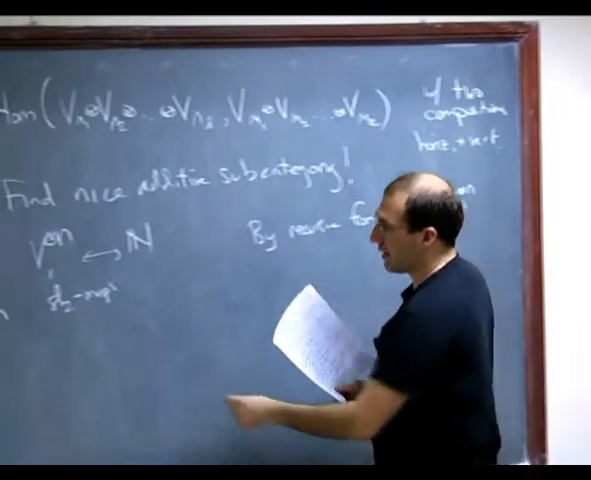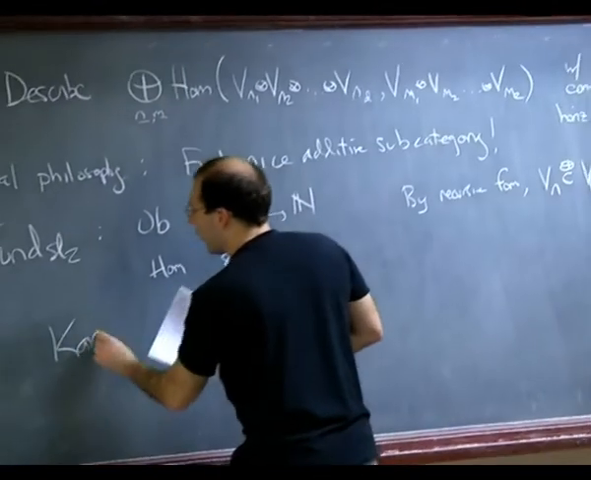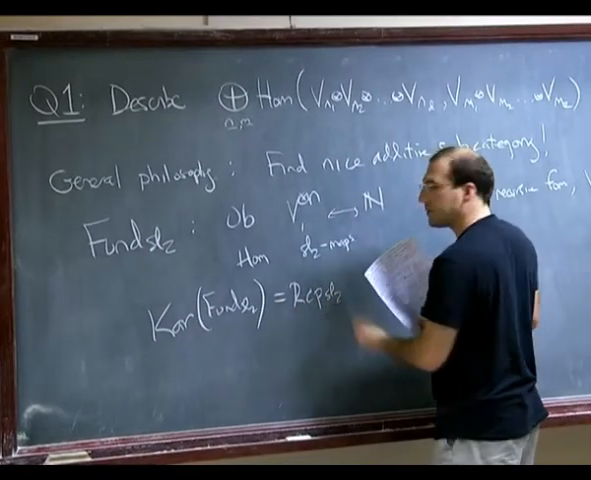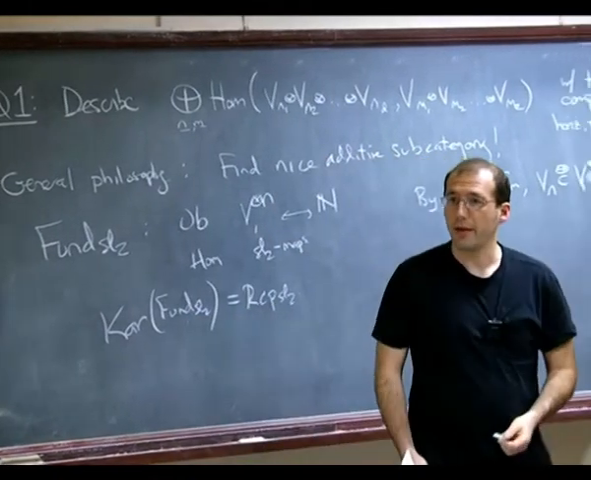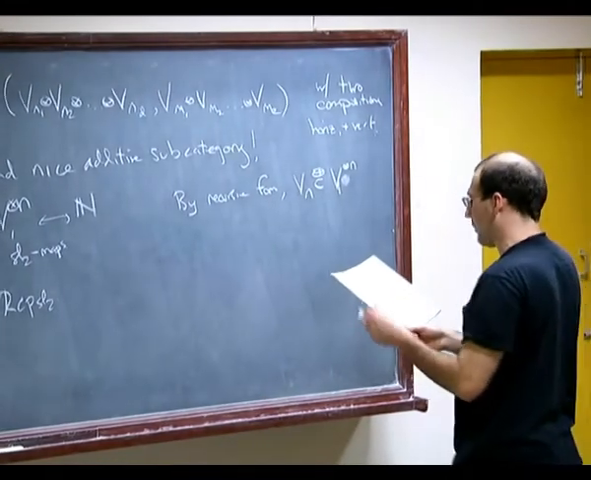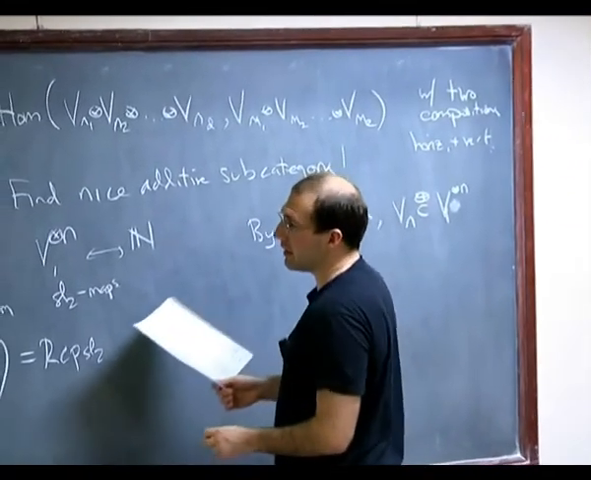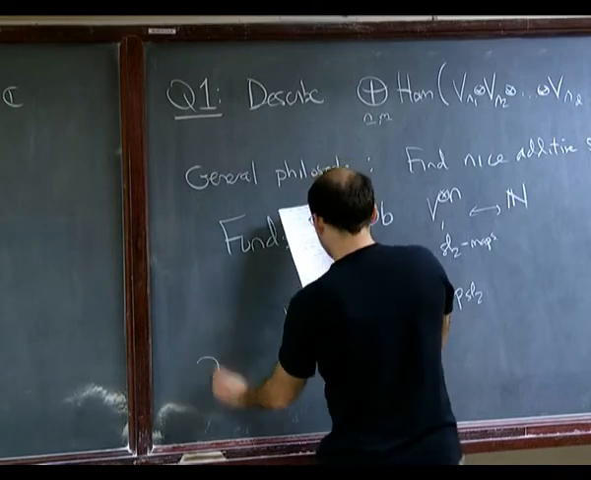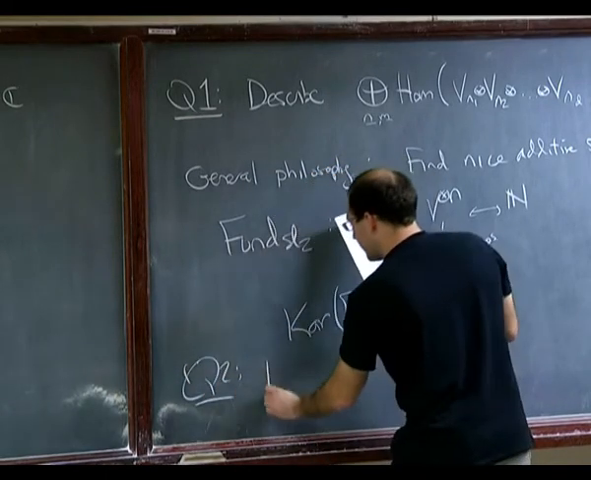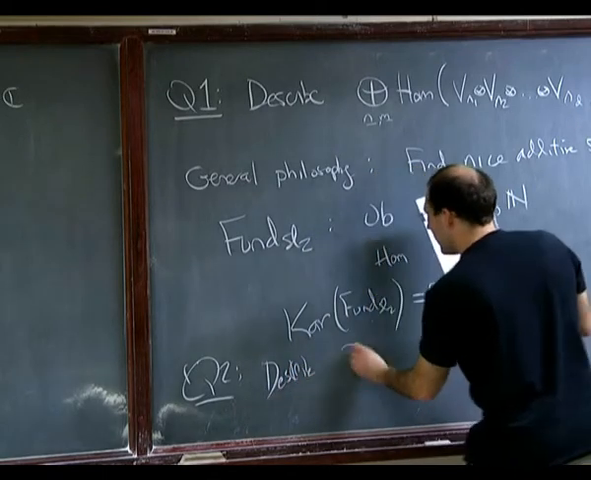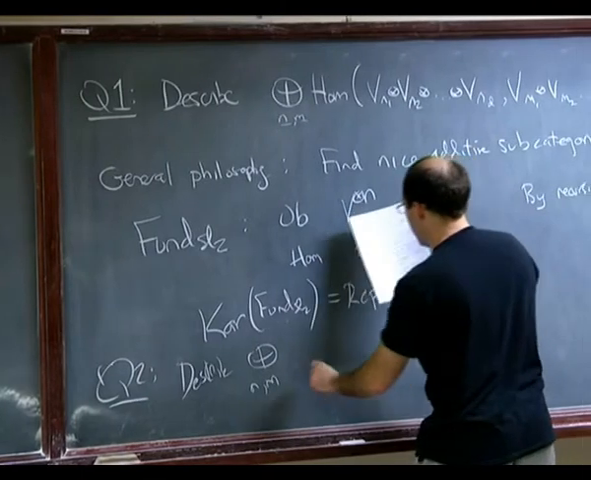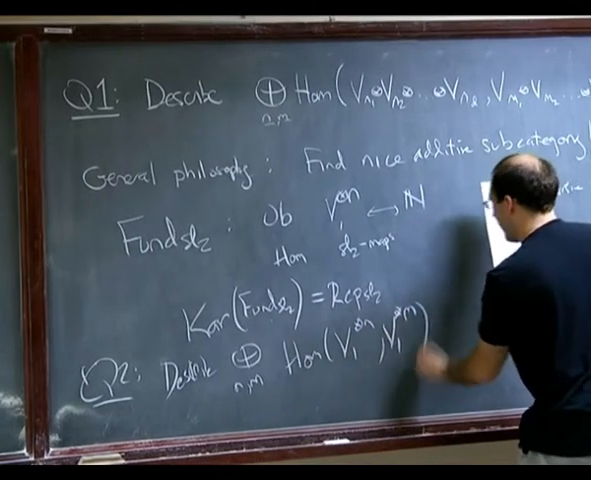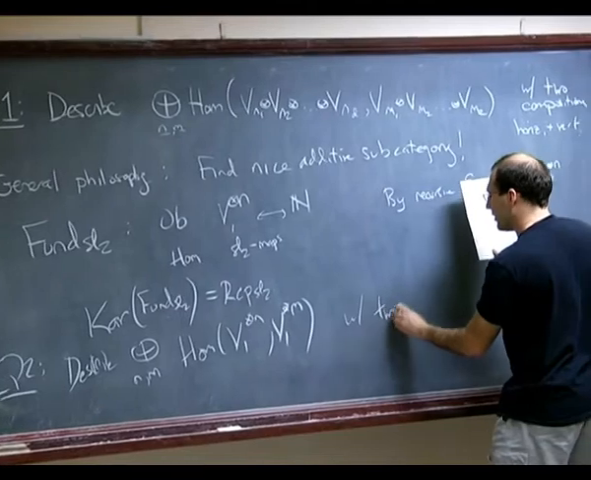which means that if you take the Karoubi envelope of this category, which is the formal addition of all summands, you get back all representations. So if you understand everything about this category, then you understand everything about that one, in some sense, at least abstractly. Okay. So this leads to question two, the more reasonable question, which I'll write here because this is a good spot. And it's just, you know, the same question. Describe the direct sum over n and m, now just integers, of Hom from V1 tensor n to V1 tensor m, with its two compositions.